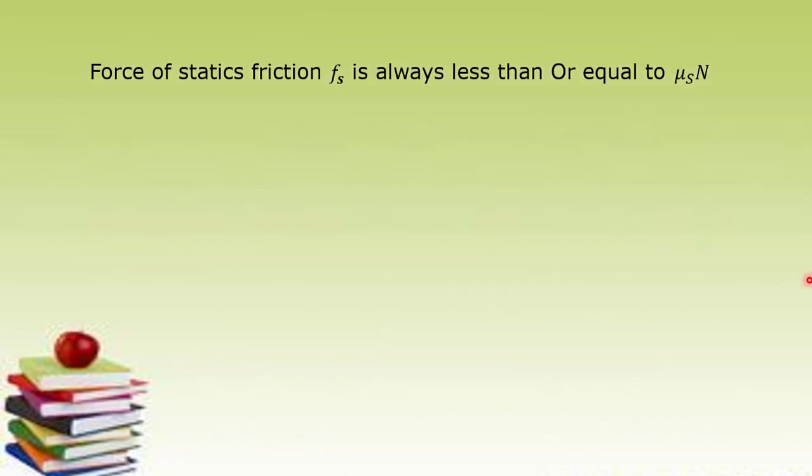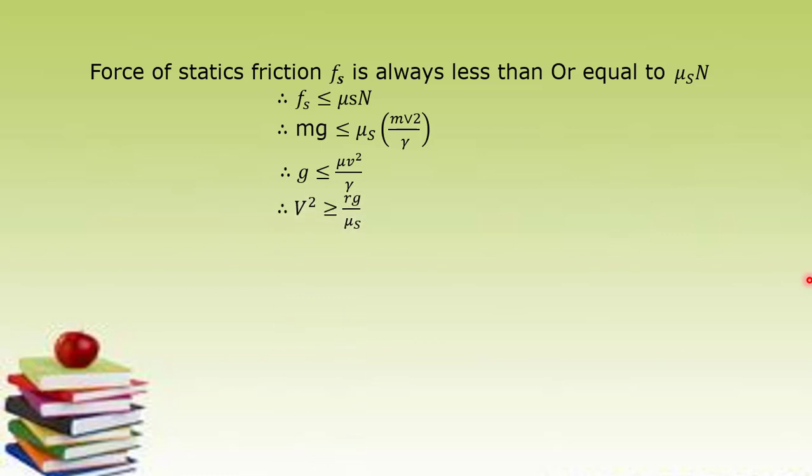Force of static friction Fs is always less than or equal to mu s N. So you can say that Fs is less than or equal to mu s N. Therefore, mg is less than or equal to mu s into mv square upon r. Therefore, g is less than or equal to mu s v square upon r. Therefore, v square is greater than or equal to rg upon mu s. So you will get the equation for minimum speed, that is equal to root of rg upon mu s.